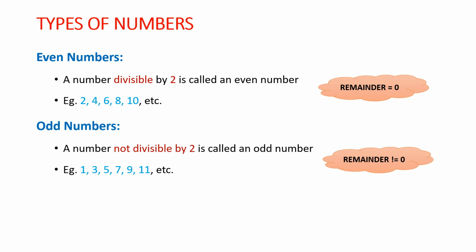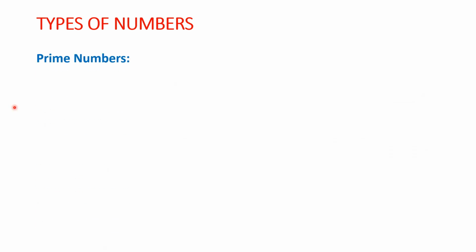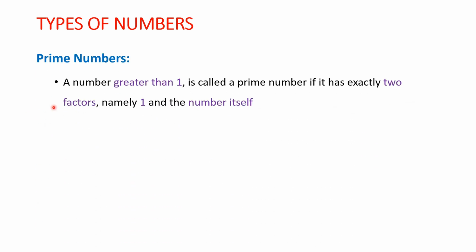Next we will see about prime numbers. A number greater than 1 is called a prime number if it has exactly two factors, namely 1 and the number itself. A number is said to be a prime number if it has only two factors, namely 1 and the number itself.